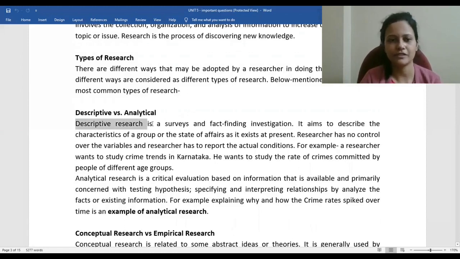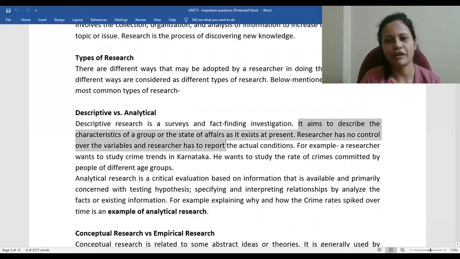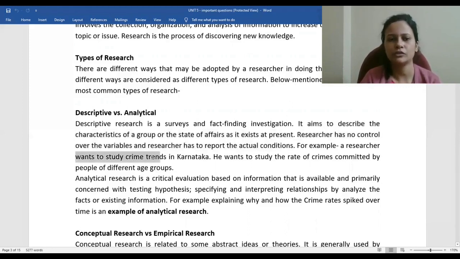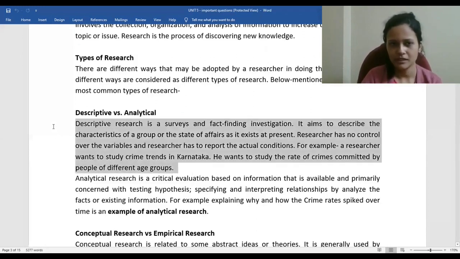Descriptive research involves surveys and fact-finding investigation. It aims to describe the characteristics of a group or the state of affairs as it exists at present. The researcher has no control over the variables and has to report the actual condition. For example, a researcher wants to study crime trends in Karnataka. He wants to study the rate of crimes committed by people of different age groups. That will be nothing but descriptive research, where the researcher will simply try to put everything together.